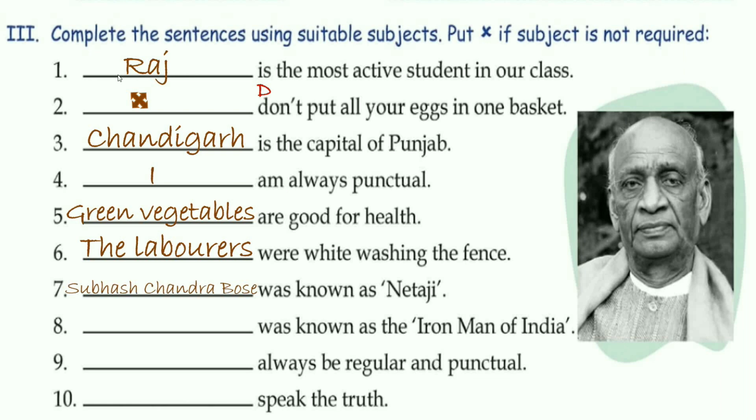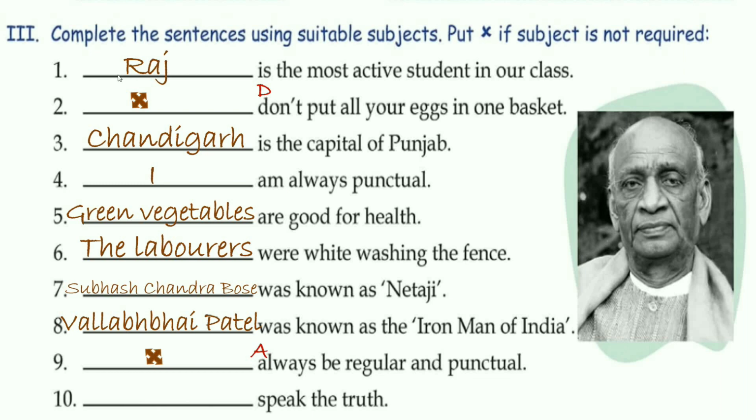Number 8 is the same: dash was known as Iron Man of India. Here also we cannot change the answer because we have to only write Vallabhbhai Patel was known as the Iron Man of India. You can even write Sardar Vallabhbhai Patel. Dash always be regular and punctual. Children, again, this is an instruction. If you wish, you can write 'you always be regular and punctual', or you can avoid it. So please cross it and write A in capital letter.